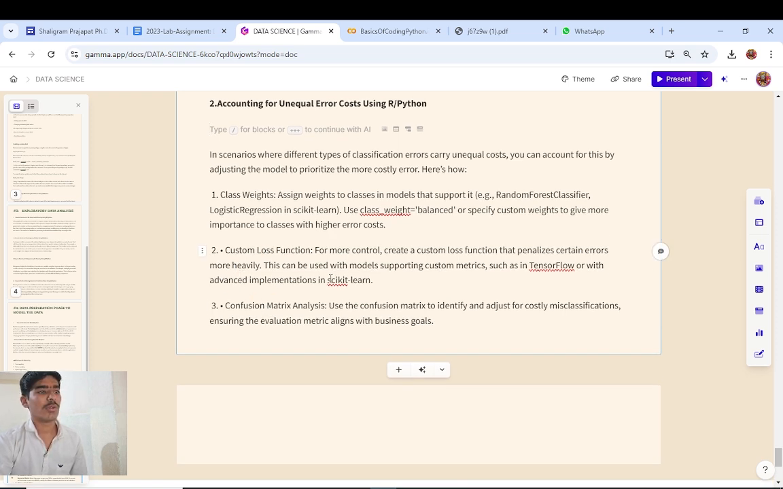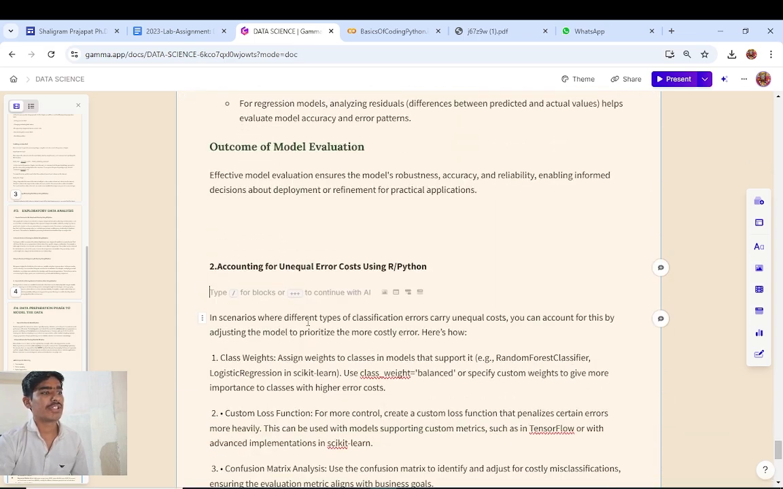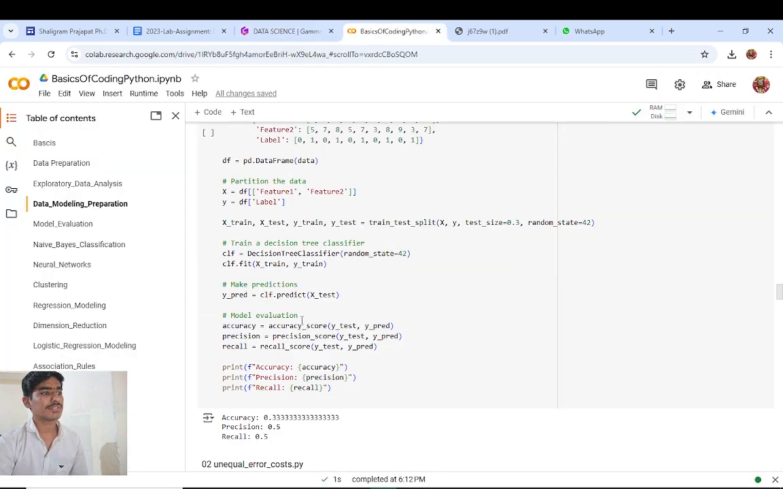For more control, create a custom loss function that penalizes certain errors more heavily. This can be used with models supporting custom metrics, such as TensorFlow, or with advanced implementations in scikit-learn. Third is confusion matrix analysis. Use the confusion matrix to identify and adjust for costly misclassifications, ensuring the evaluation metrics align with the business goal. Let's see an example of both model evaluation and accounting for unequal error.